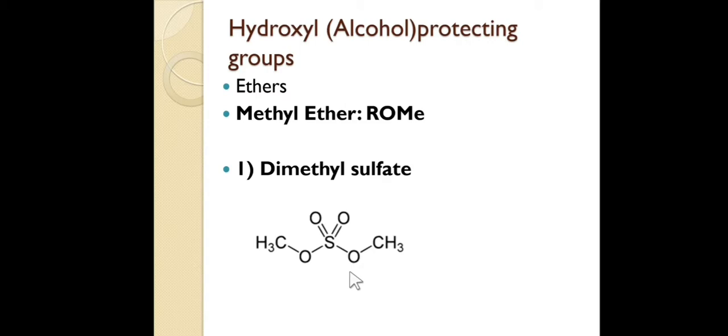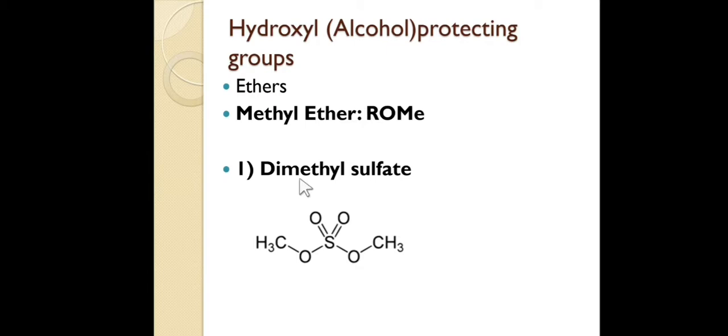So hydroxyl is OH, and OH is present in acids, phenols, alcohols, diols. So we will focus on alcohol first, and then we will go for other functional groups. So if we want to protect an alcohol, the most common protecting group is an ether, especially methyl ether. So we can form ROMe, that is the methyl ether of that alcohol, and the first reagent used for methylation is dimethyl sulfate.